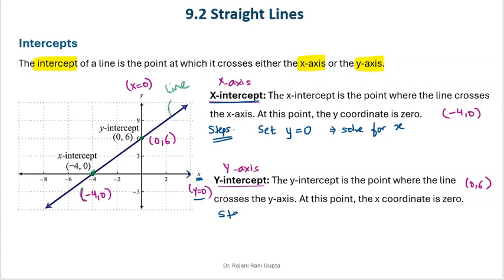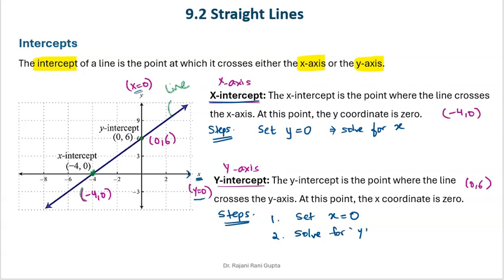Similarly, when you have to find the y-intercept, what will you do? You will put the other variable, that is x equal to 0. Why x equal to 0? Because it means the line crosses the y-axis where x is 0. And then solve it to find the value of y.